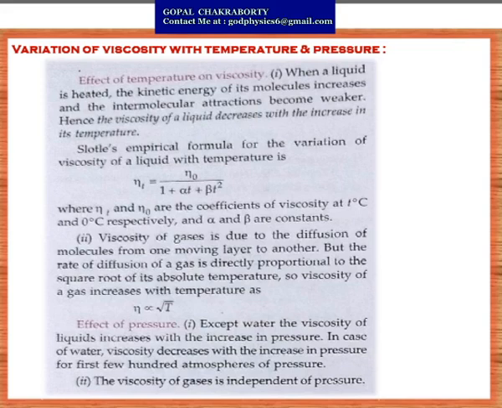Secondly, viscosity of gases is due to the diffusion of molecules from one moving layer to another, but the rate of diffusion of a gas is directly proportional to the square root of its absolute temperature. So the viscosity of a gas increases with temperature, which can be written as eta is directly proportional to root T.